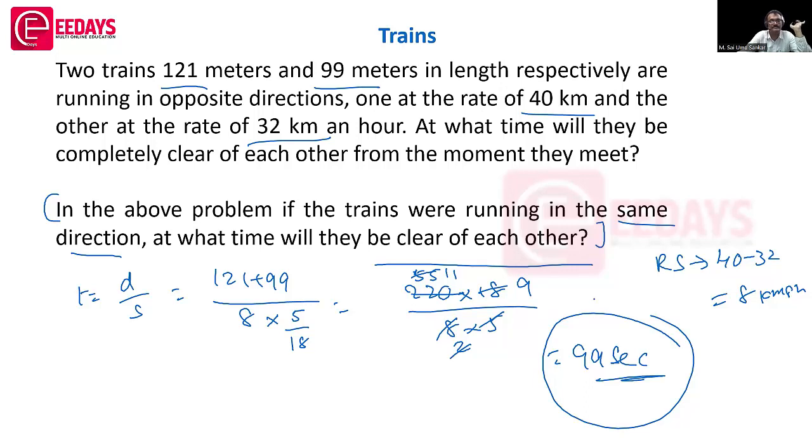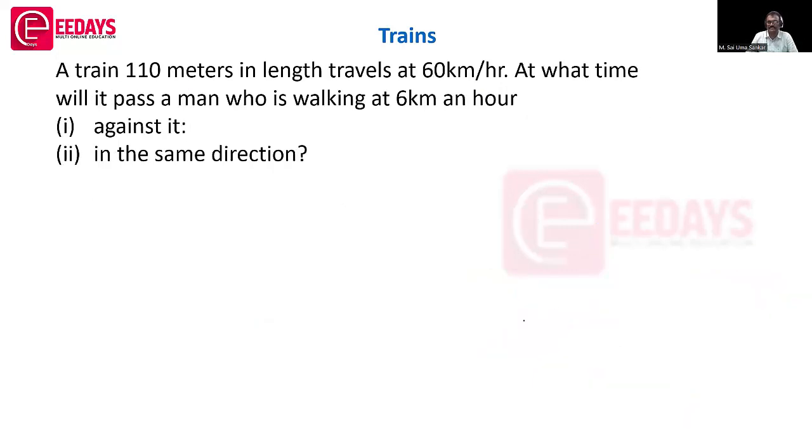Okay. Next question. A train 110 meters in length travels 60 kilometers per hour. At what time will it pass the man who is walking at 6 kilometers per hour against it and same length?